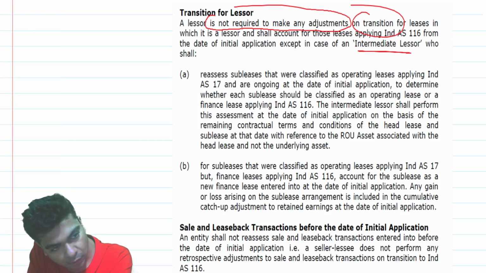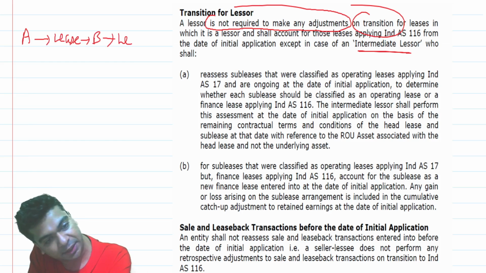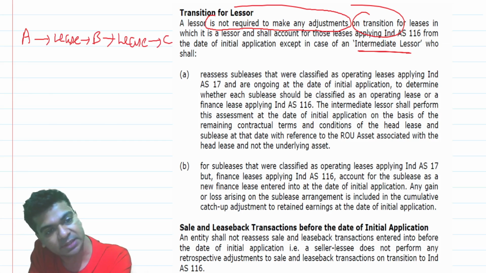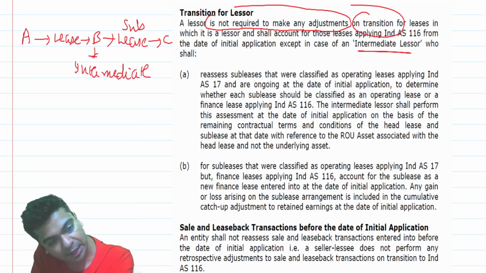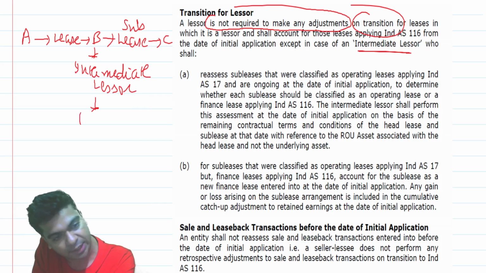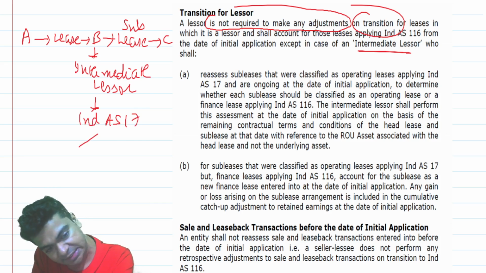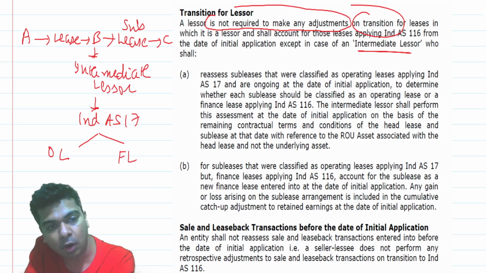So A has entered into a lease with B, and then B has entered into a lease with C. This is what we consider as a sublease, and B will be considered to be an intermediate lessor, right? Intermediate lessor. Okay, earlier you must have followed Ind AS 17. Following Ind AS 17, you may have classified this as operating lease or finance lease. So this is what you must have already done.